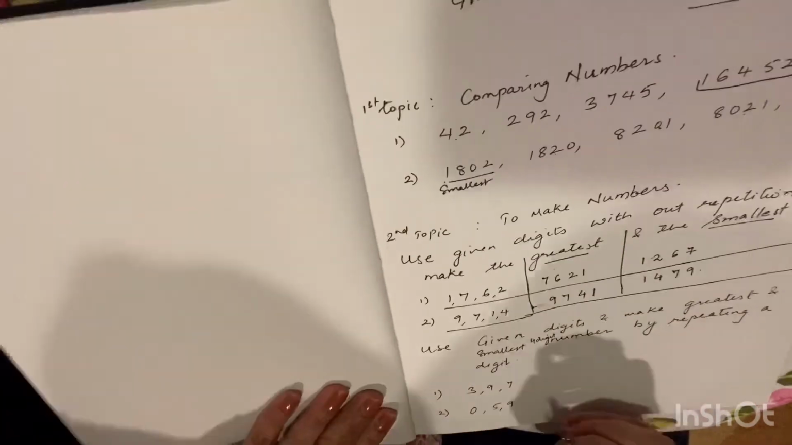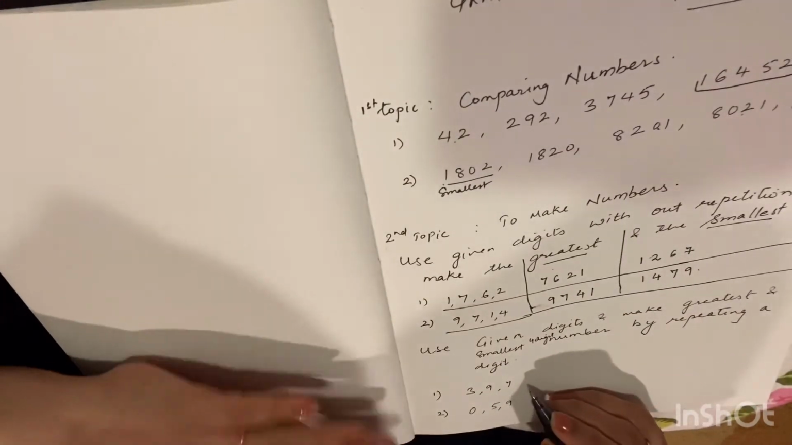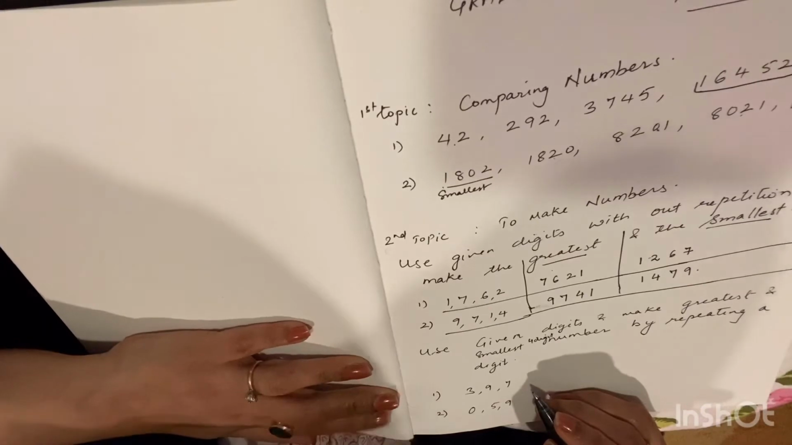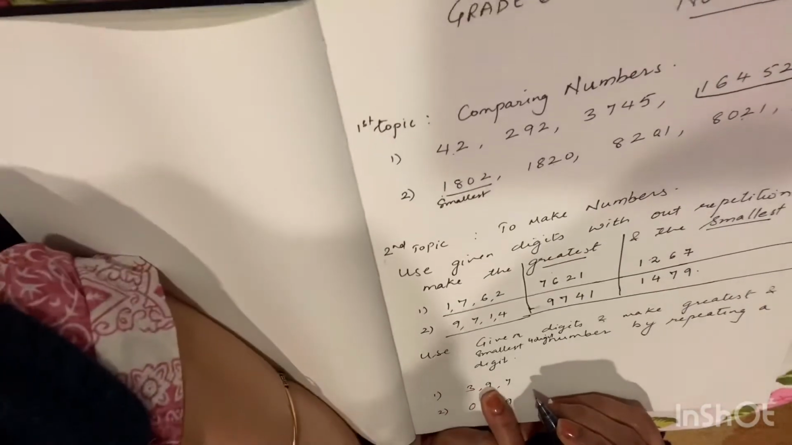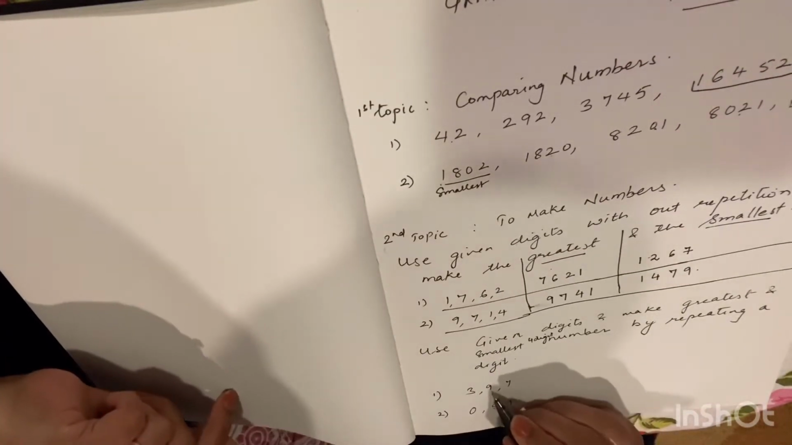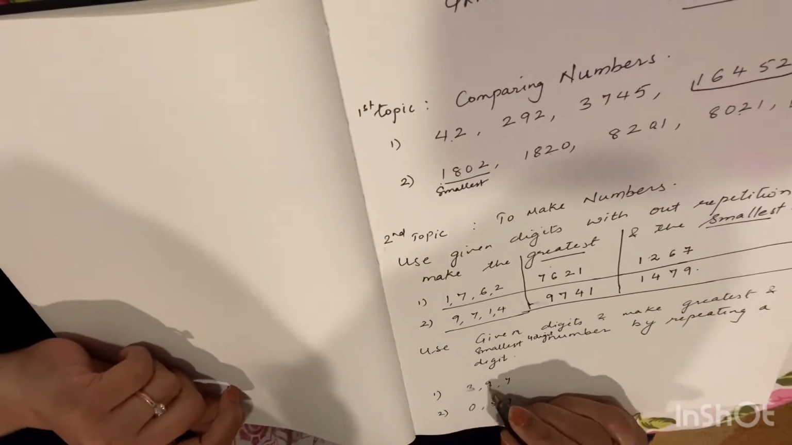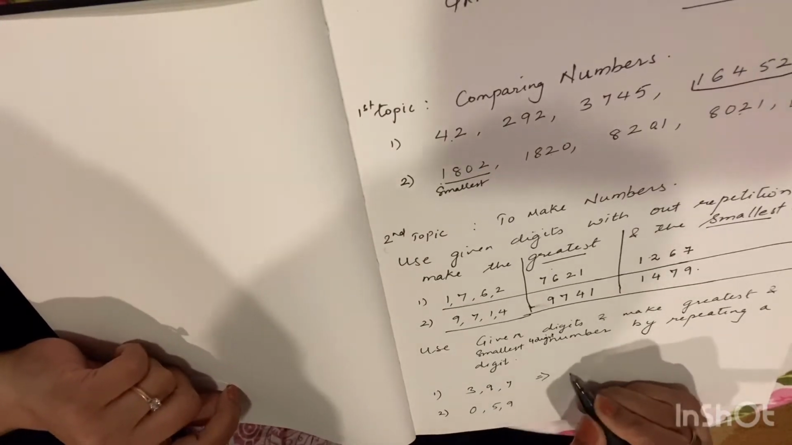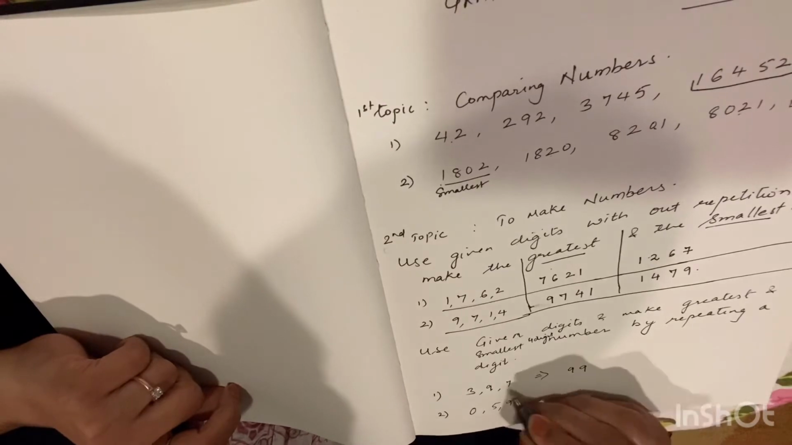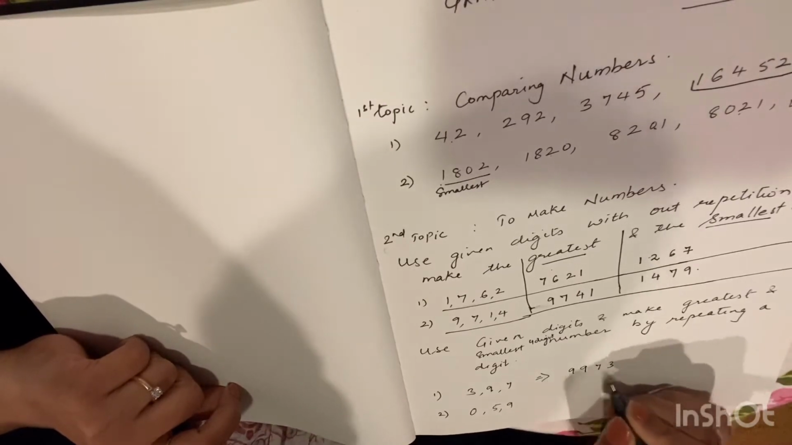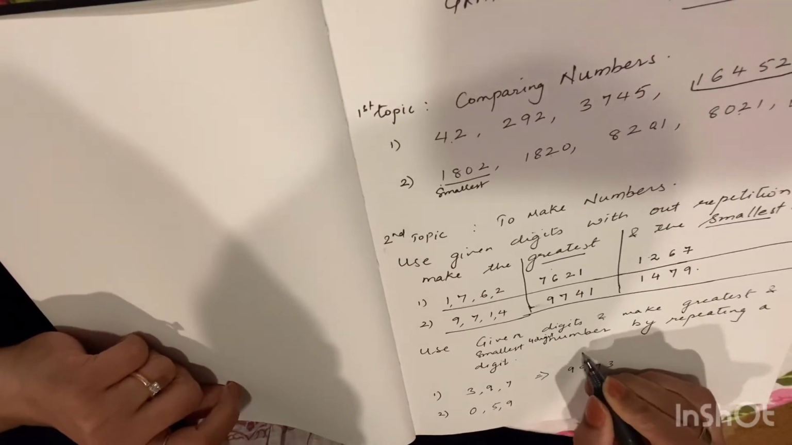So what we will do here now, we have to repeat 1 digit to make the largest and the smallest number. To make the largest number, which number can we repeat? We can repeat the largest number only, right? Which will give us the largest number. So let us repeat 9, 9, and then it will be 7, 3. This is the greatest number or the largest number.